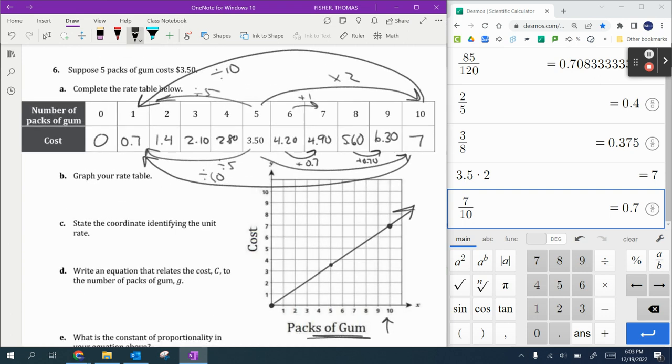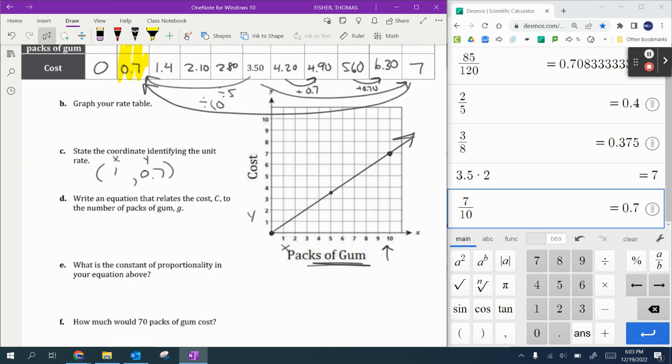For part C, it asks for the unit rate. The unit rate in a coordinate form. So coordinates are always like this, 2 numbers with a comma in between, trapped in parentheses. The unit rate is always per 1. So our unit rate over here in our table is right here. So there's our coordinate. 1 pack of gum, because that X always comes first. This is the X, this is the Y. So the X comes first, and the Y was the price of 1 pack of gum. So 70 cents, or 0.7.